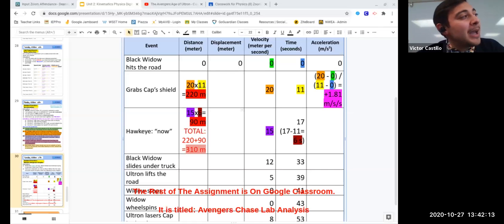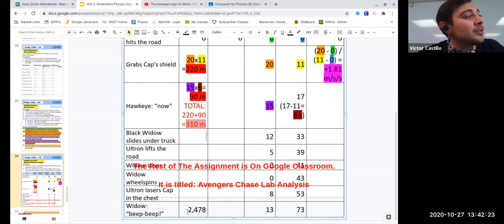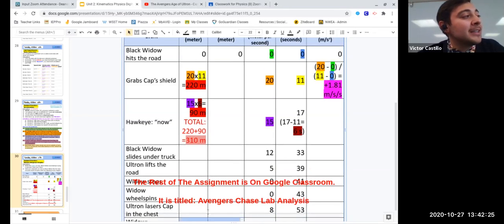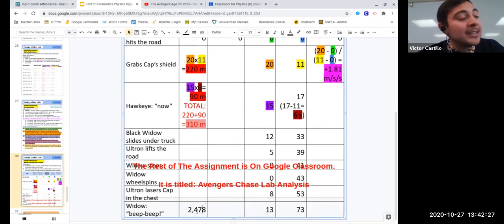So I hope you see the pattern. You're adding the distance because distance is the total length traveled, right? So you're adding the distance every time you get a new number. You're adding them all the way till you get to 2,478. That's how much distance she traveled from beginning to end. So it has to add up to around 2,478.